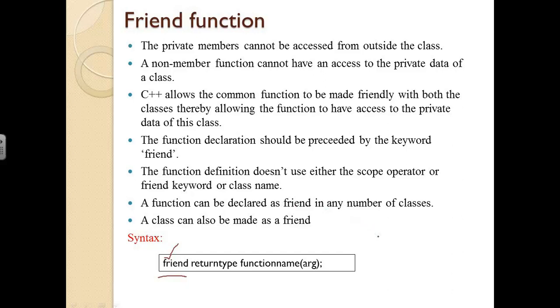So one common member function, we can make it as a friend function for any number of classes. There is no restriction. And at last, not only the member function, the class can also be made as a friend class, right? So that option is also available. Since we have the friend function concept, we are discussing this based on our syllabus.